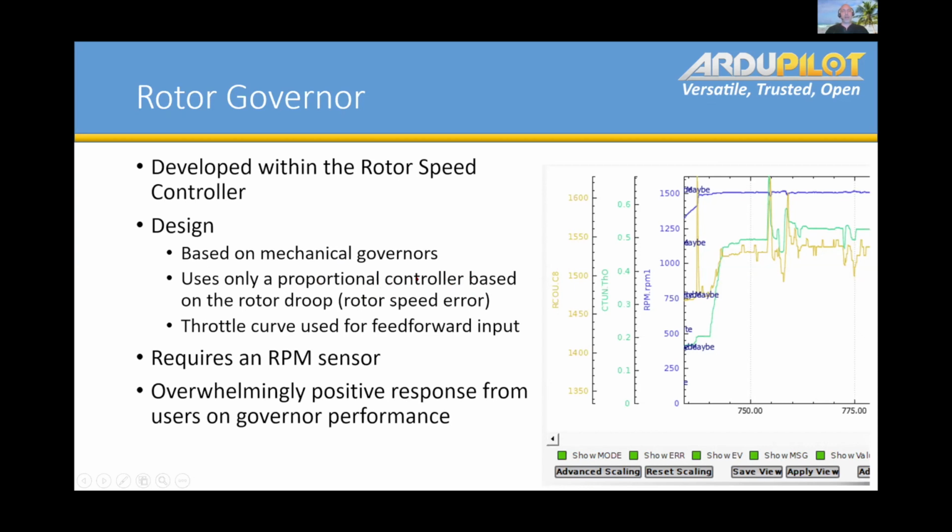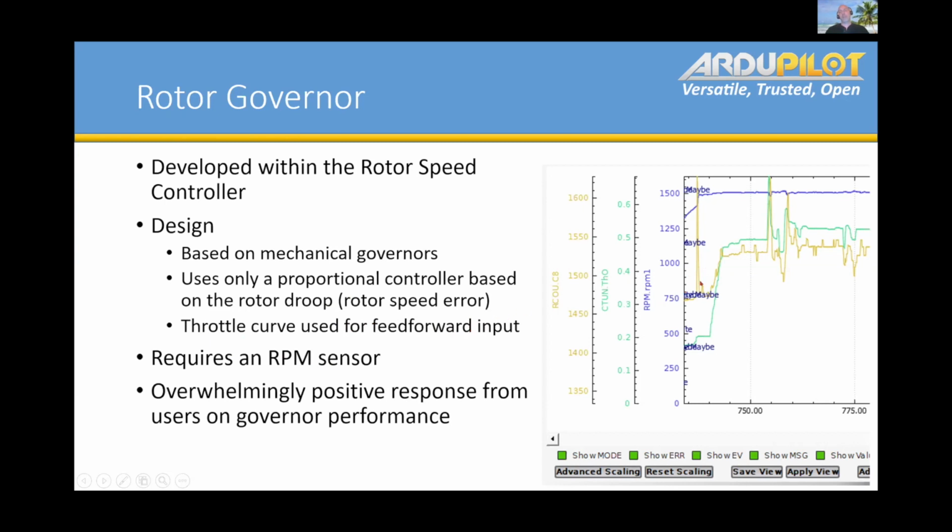So he got into some surging, and he found that this proportional controller based off of the mechanical governor was really spot on. It uses a throttle curve as a feed forward input. And in case of an RPM sensor failure, it would be able to fall back on the throttle curve for the pilot to be able to bring it back and land.